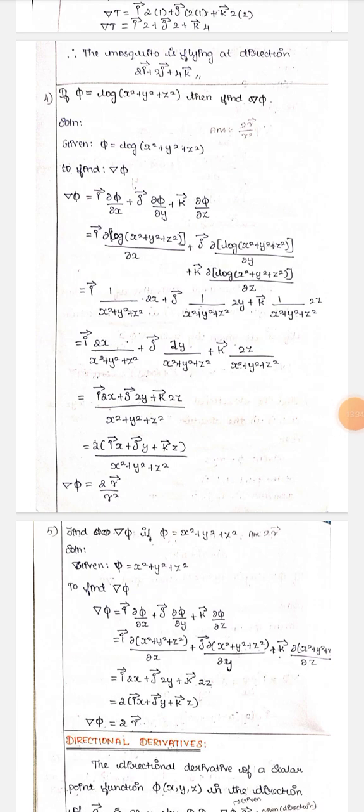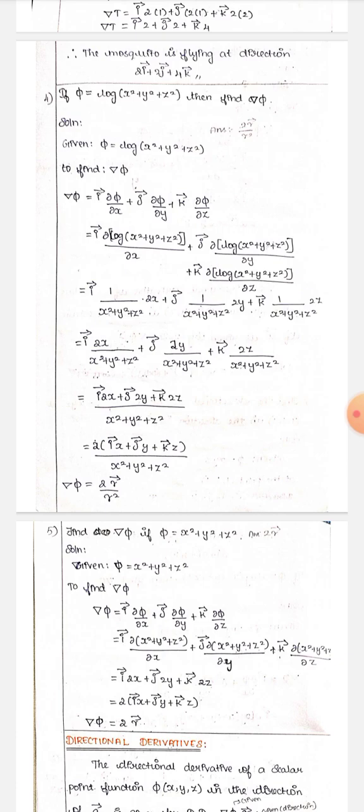Problem number 4. If pi is equal to log of x square plus y square plus z square, then find del pi. The solution: given pi is equal to log of x square plus y square plus z square. To find del pi, we already know that del pi is equal to i vector of dou pi by dou x plus j vector of dou pi by dou y plus k vector of dou pi by dou z.